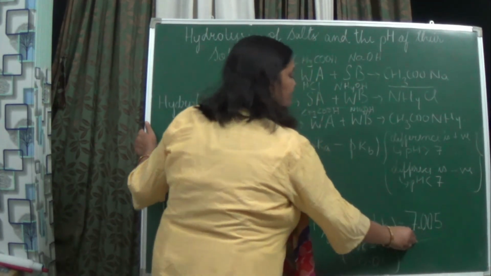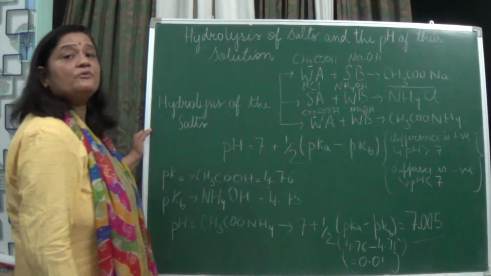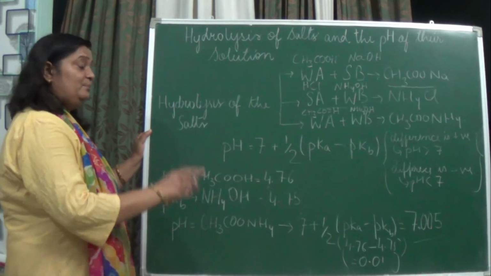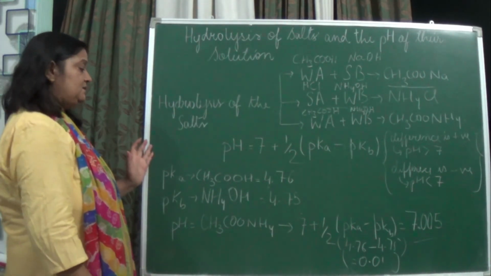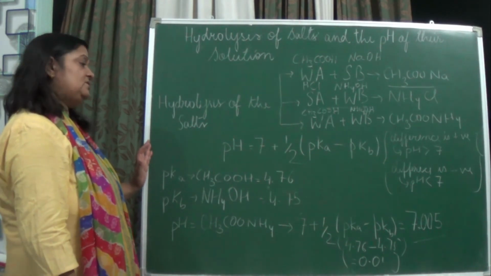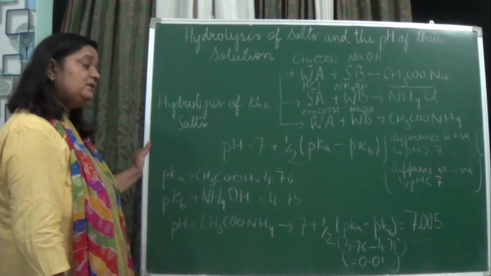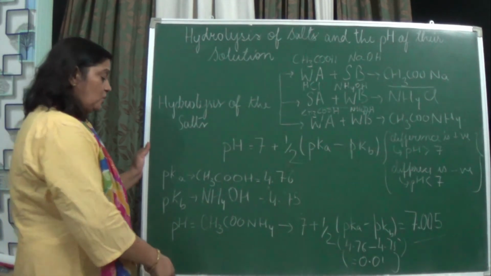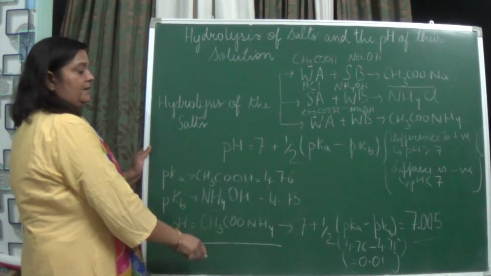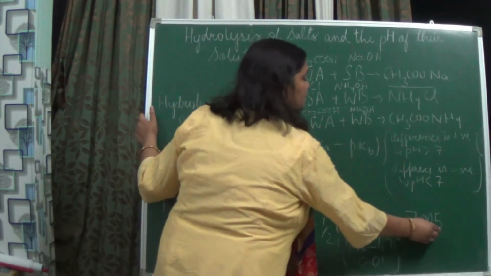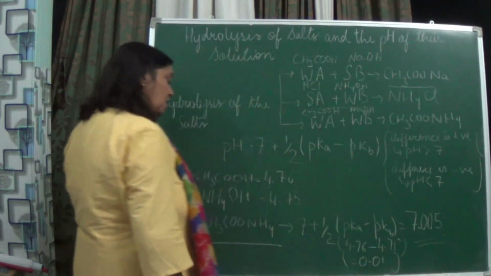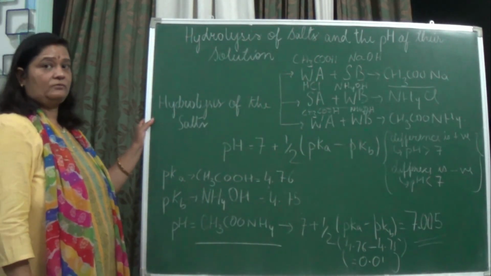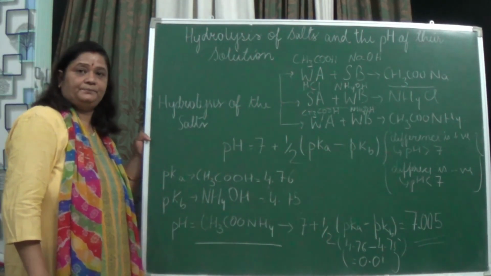Now simplifying it and adding it with 7, we get the value 7.005. So what is the pH of this salt? It is 7.005. The pH of this ammonium acetate is 7.005. This is how we can take out the pH of the salt.